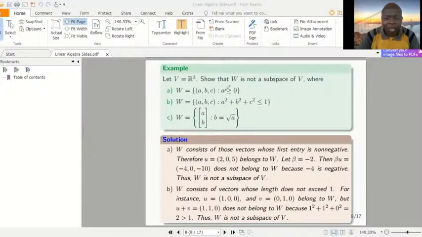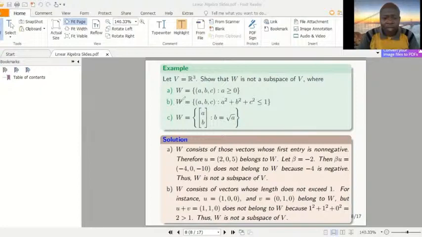We are only given the first element, but nothing is said about the second and the third element. It could be anything. It could be negative, it could be 0, it could be positive. But the most important thing here is that the condition is given to the first element, that it must always be greater than or equal to 0.